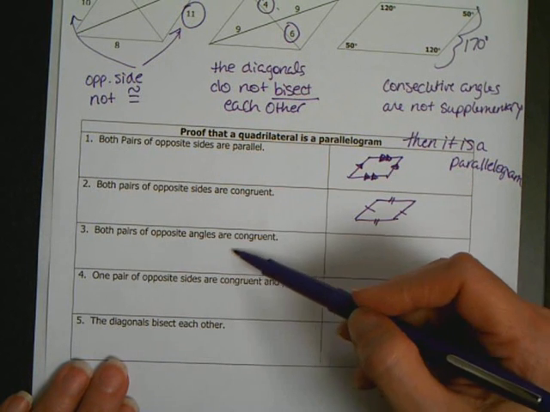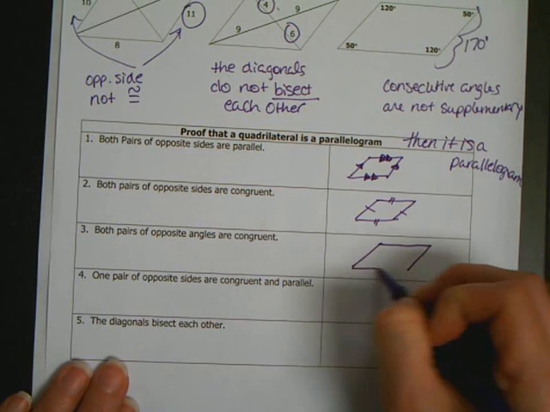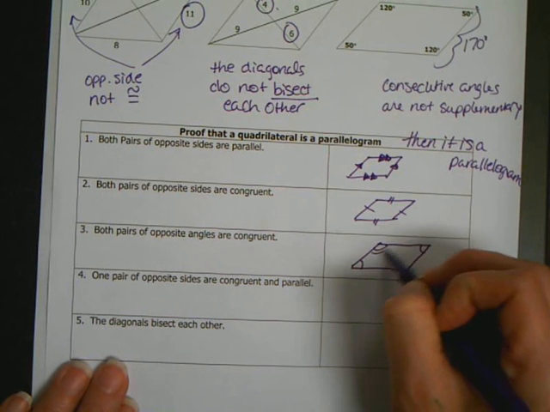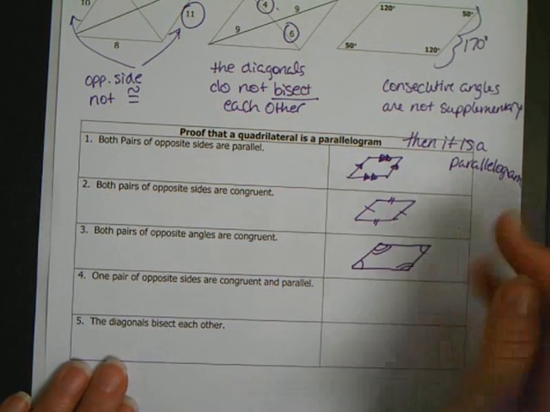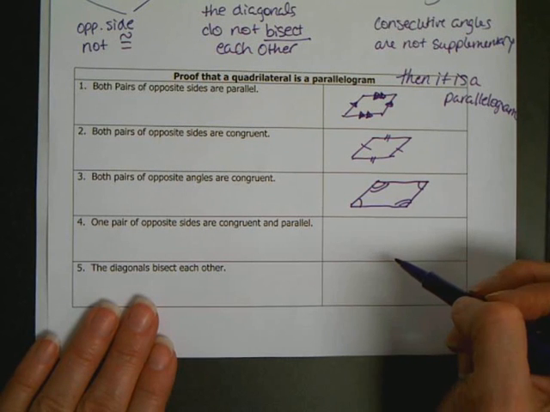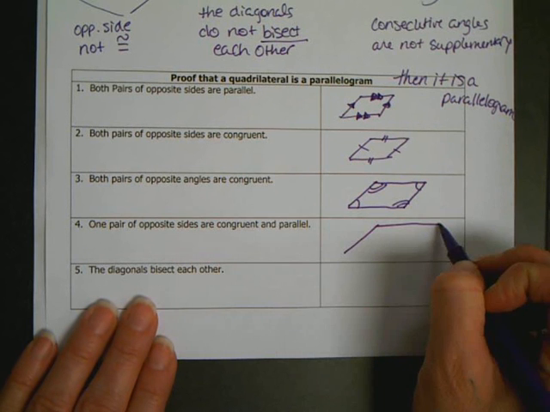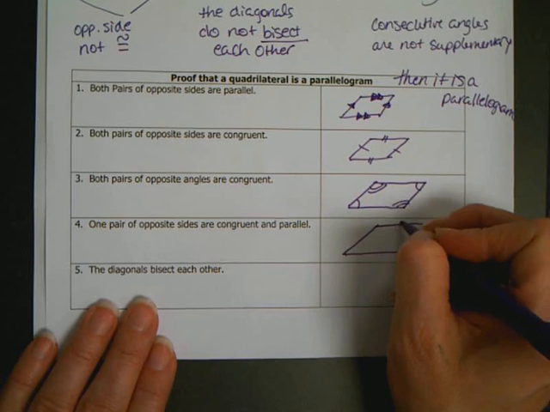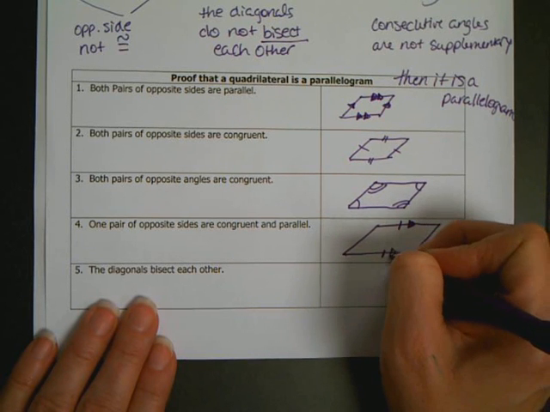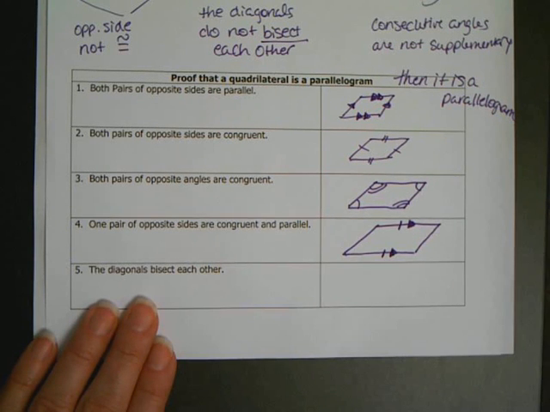Both pairs of opposite angles are congruent. Opposite angles are congruent. Then it's a parallelogram because this is true. One pair of opposite sides are congruent and parallel. If you just know something about one pair of sides, but what you know is that that pair is parallel as well as congruent, then you can say it is a parallelogram.